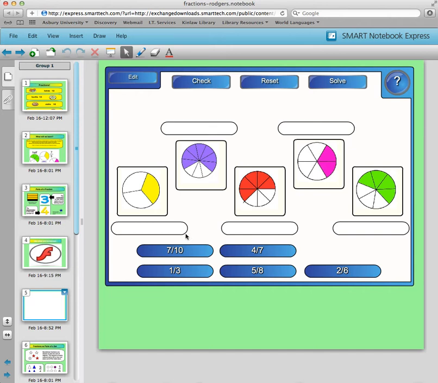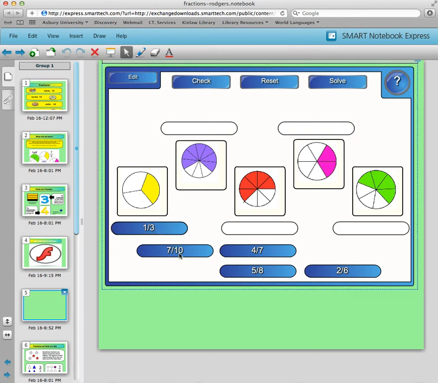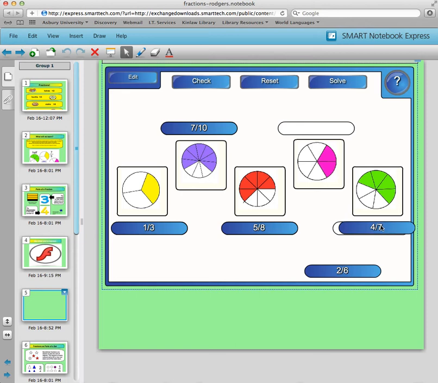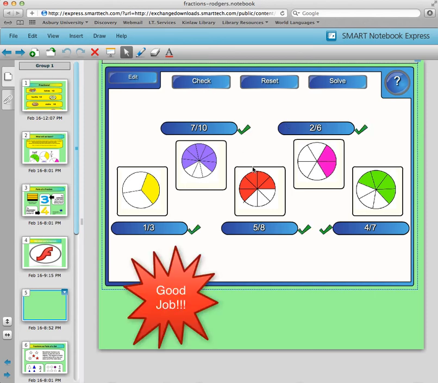The fifth slide has another activity that the kids can do. They can click and drag the fraction and match it up with the picture that it belongs to. Once they're done, they can hit check, and it will tell them how many they got correct.